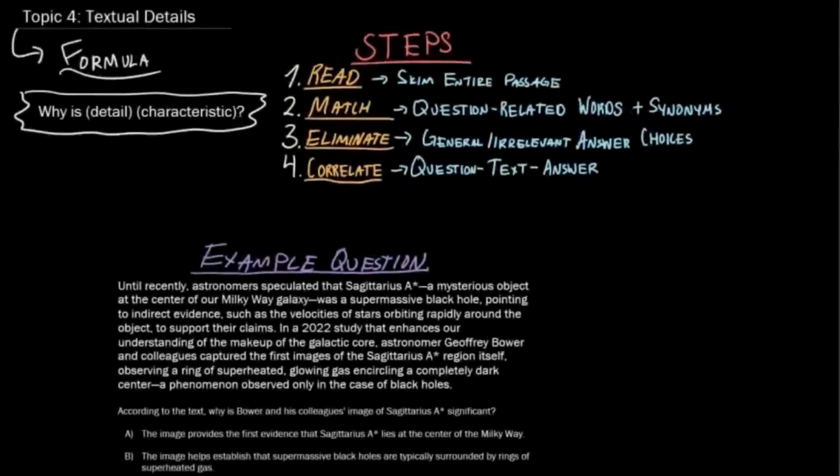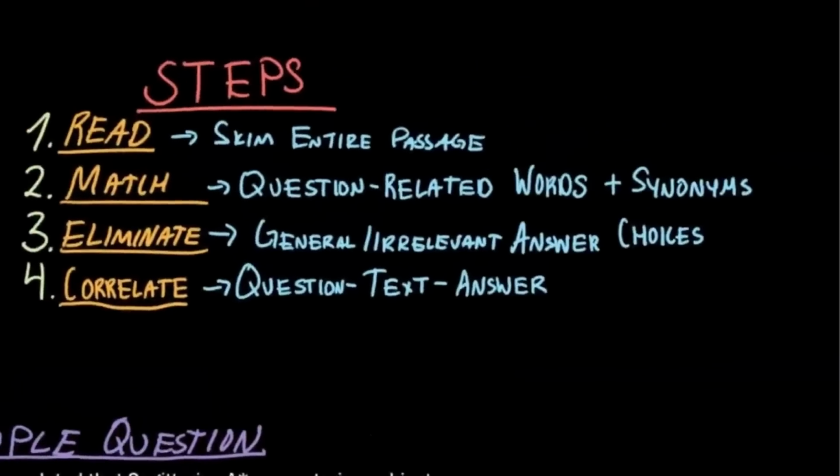Topic 4, textual details, is likely one of the hardest parts of the SAT. And part of this is because the College Board does not give us a specific question type. We have to figure out a formula, and I've got that right here. So why is some detail some characteristic? And that seems pretty vague. We're going to get into it a little bit more in a second, but we've got this first.